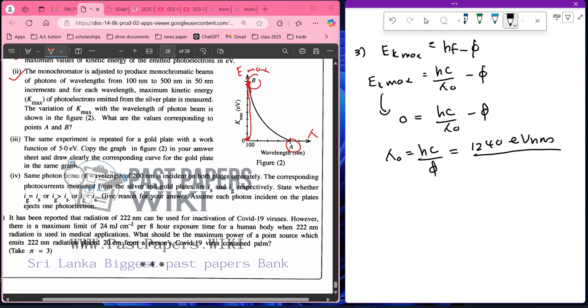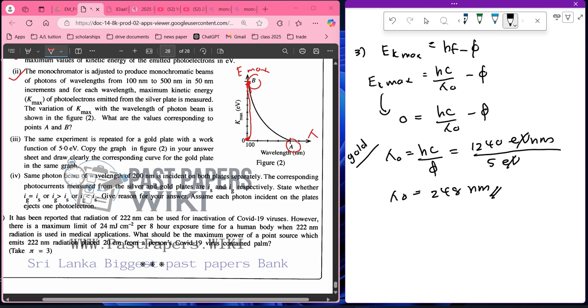and they told us that this is for the gold plate, no? For the gold plate the work function is 5 electron volt. The eV cancels off, and then this lambda naught for the particular gold plate is 248 nanometers. Beforehand it was 310 for the other plate. I can't remember the plate there, the silver plate, right? For the silver plate.